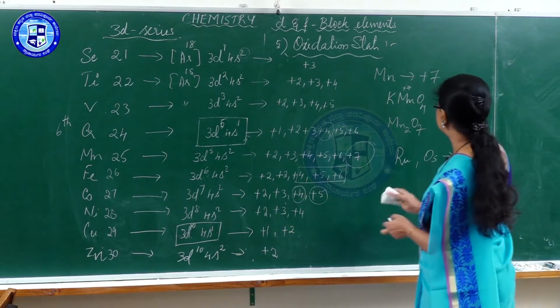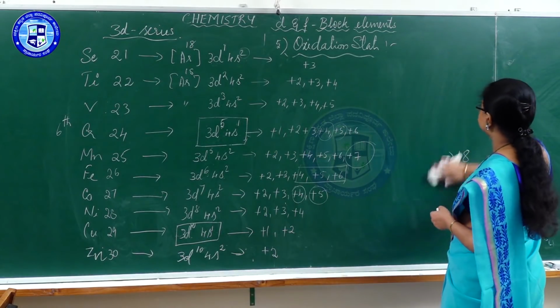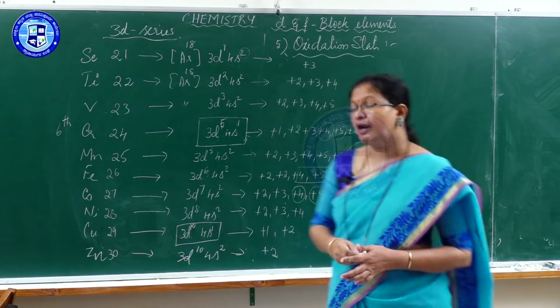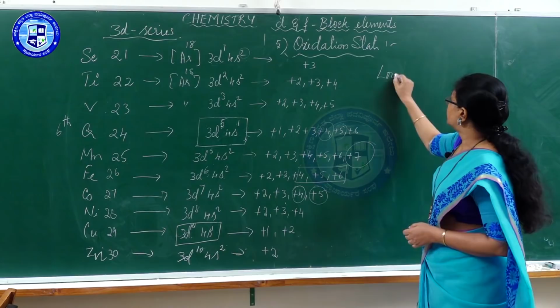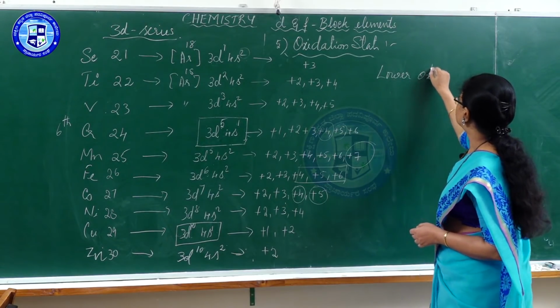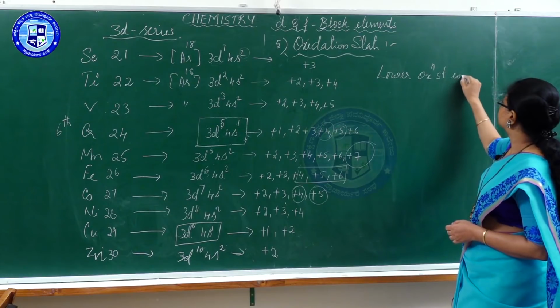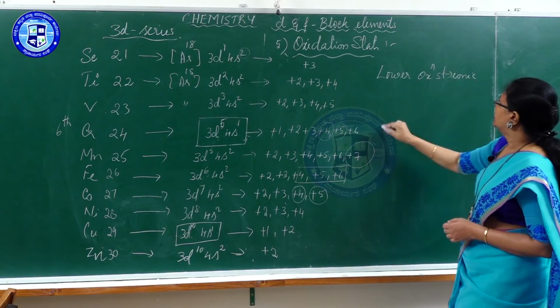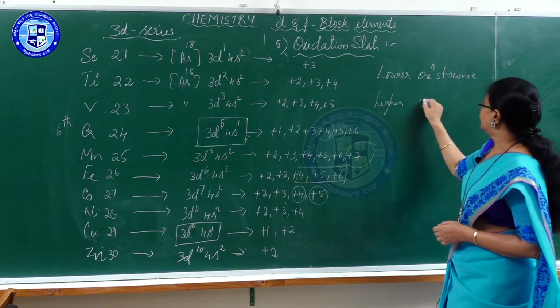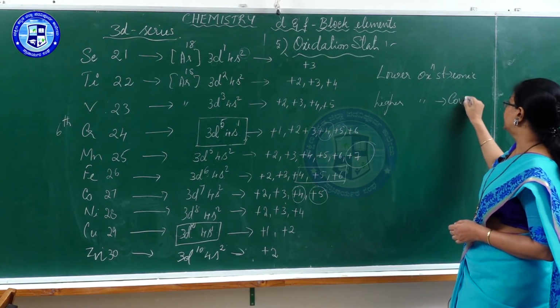Then a few more things, like if these elements are in a lower oxidation state, they are ionic. These are ionic in the lower oxidation state. In the higher oxidation state, they form covalent compounds.